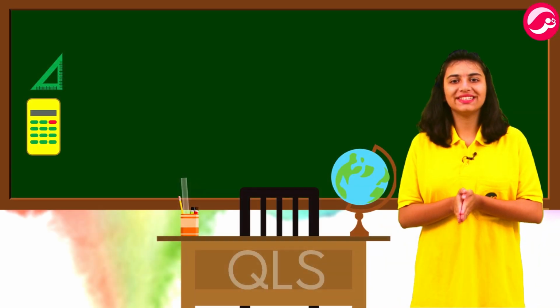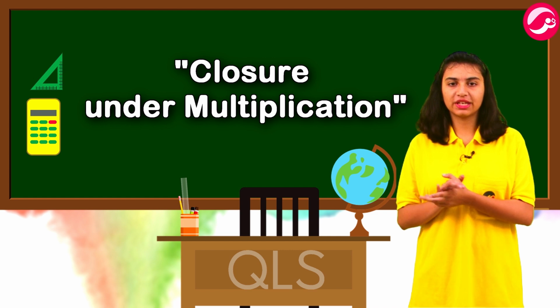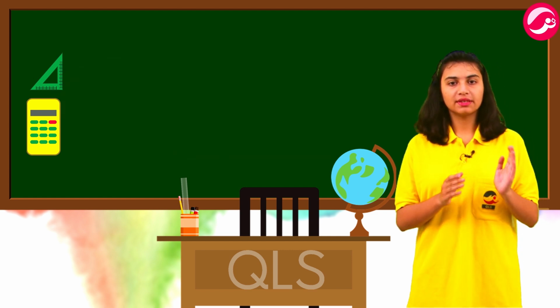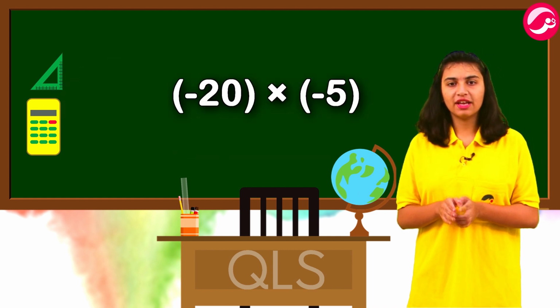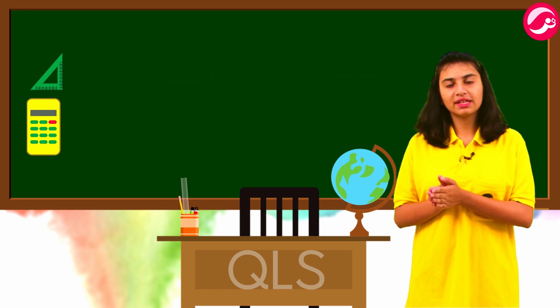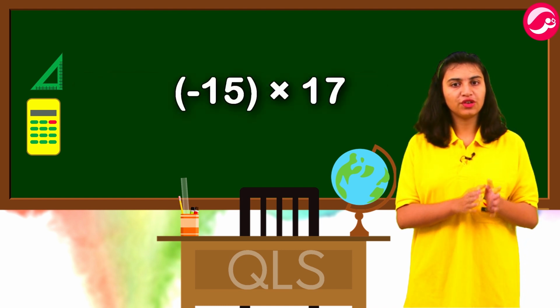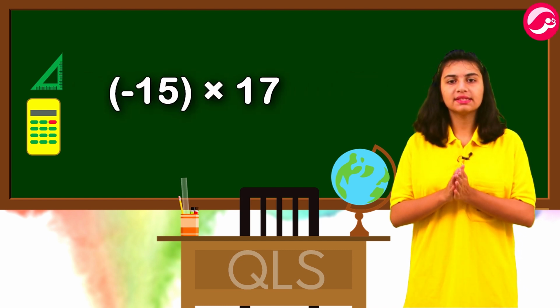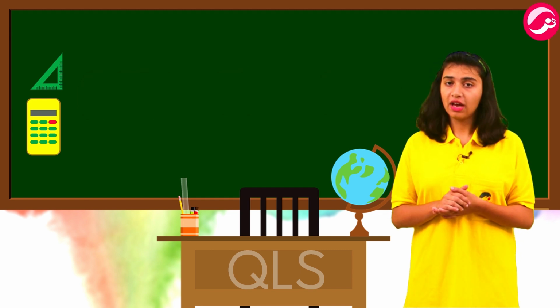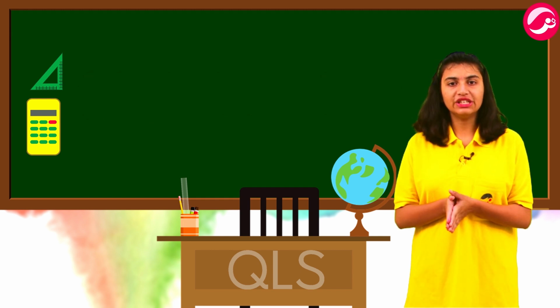The first property is closure under multiplication. Let's see with some examples. Minus 20 into minus 5 is 100. Product is an integer. Well, minus 15 into 17 is minus 255. Again, the product is an integer.